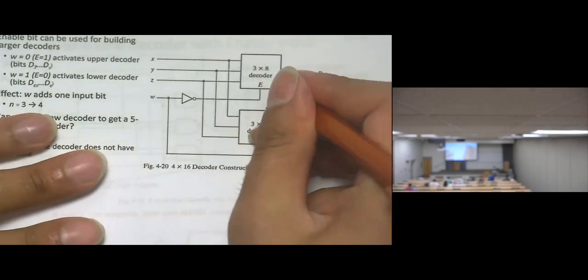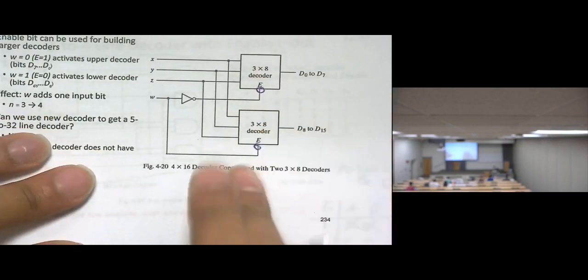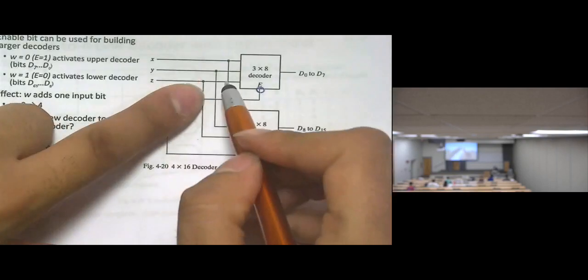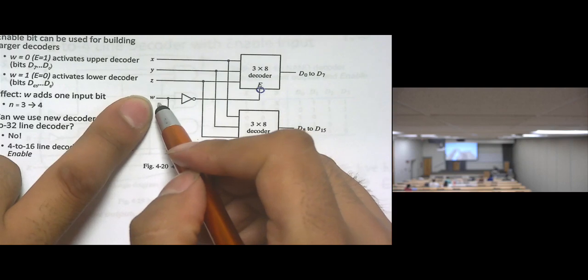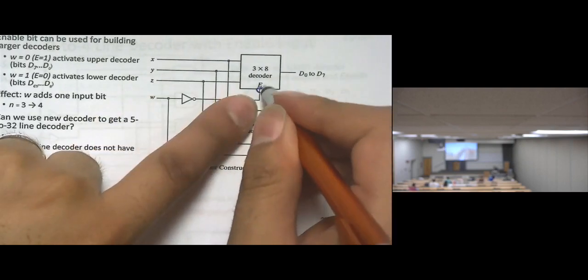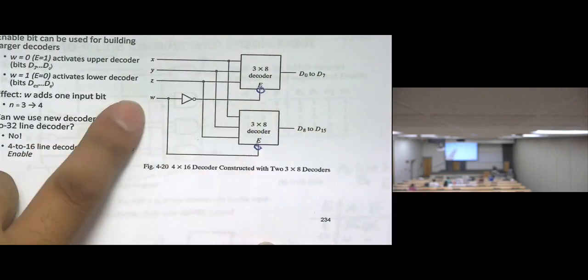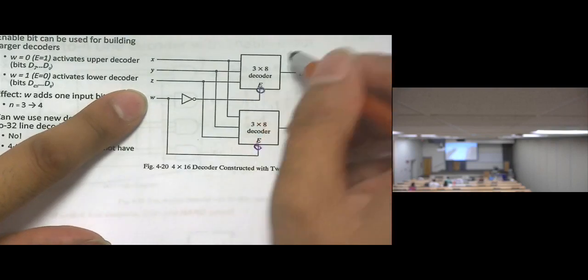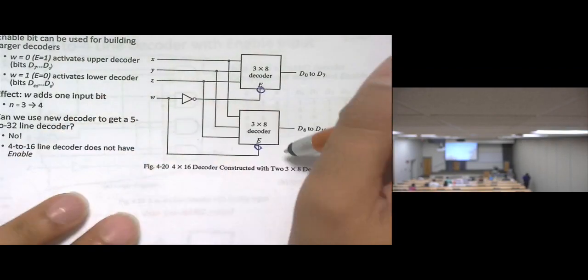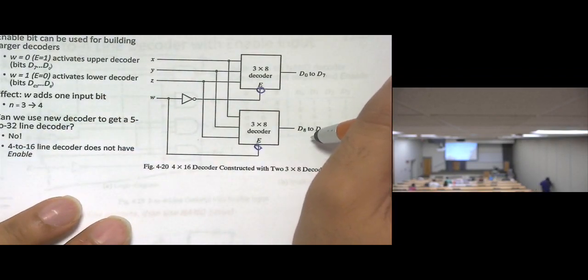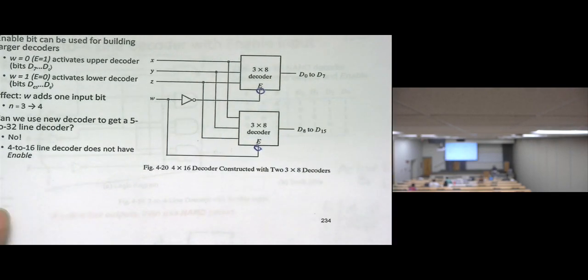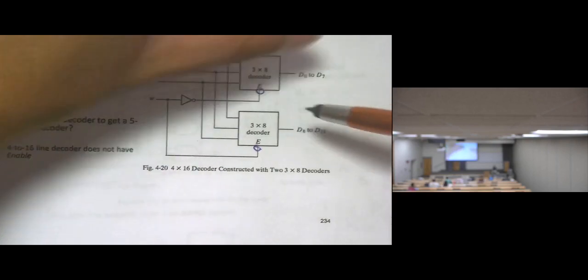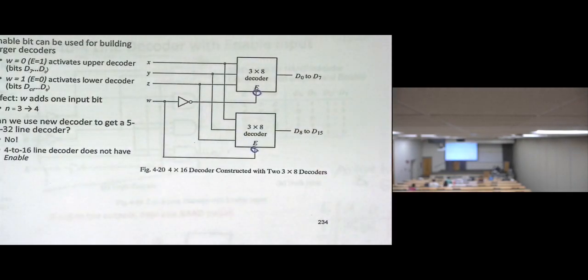Most likely here the enable is active low. Then we should make this table. So we have x, y, z. These are associated with the 3 by 8. Then the fourth variable, we will add it here, and we'll add an inverter here. So this half will work from 0 to 7, and this half will work from 8 to 15. That's it. We add the inverter because sometimes we want this one to operate in this part, and this one to operate in that part. Any questions?